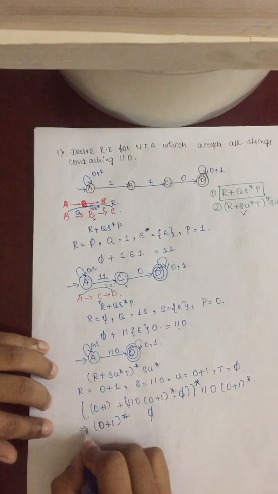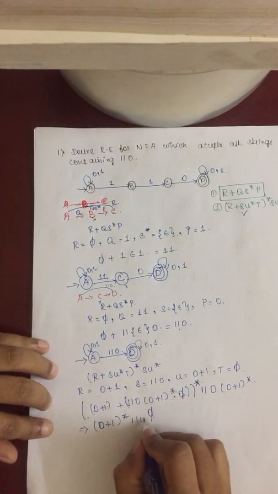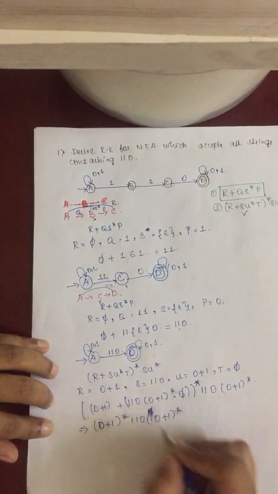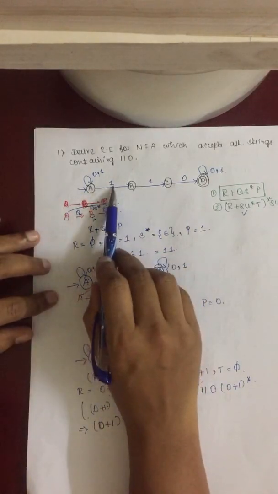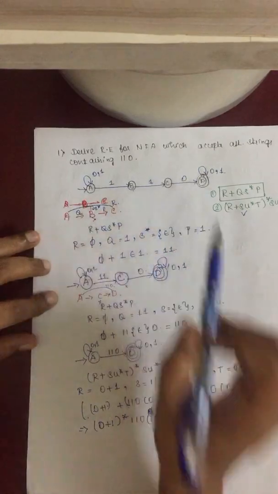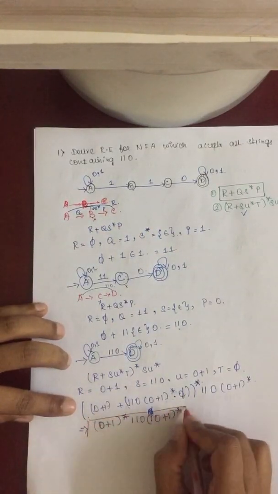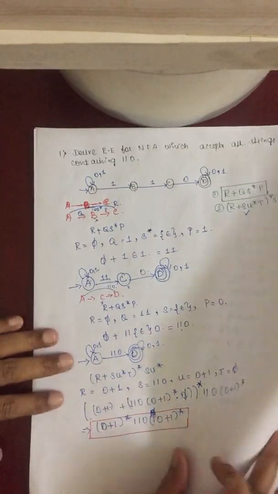So finally (0 or 1) the whole star, then 1 1 0, then again (0 or 1) the whole star. Fine, this is the final expression. If you check the diagram, the 1 1 0 substring must be there, and the beginning can be anything and the ending can be anything. That is what we have represented here, and this is the final expression. Fine, this is one example.